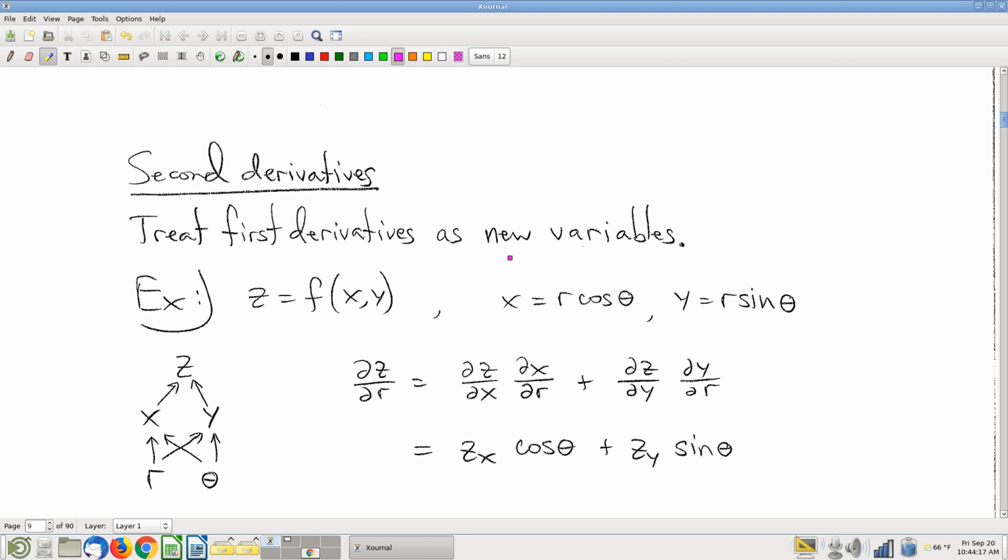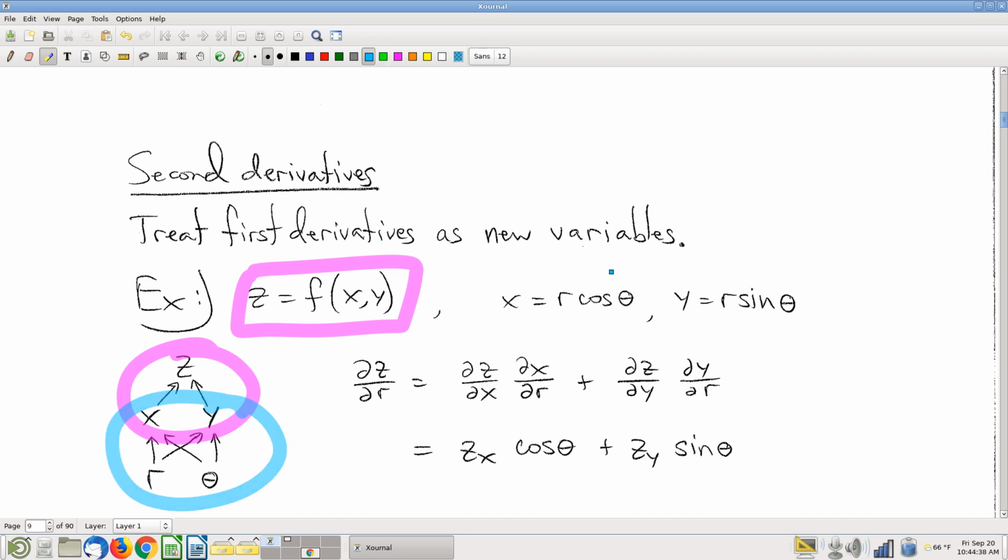Okay, so let's start with an example. And in fact, I'm just going to explain by example on this. I don't want to get general. This is a classical first example. It's extremely common to use this as a first example. Okay, so let's suppose z is a function of x and y. Let's suppose also that x and y are functions of r and theta.